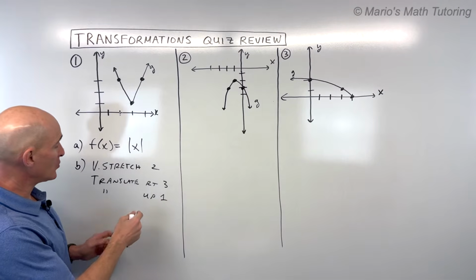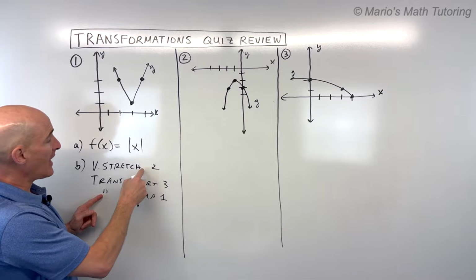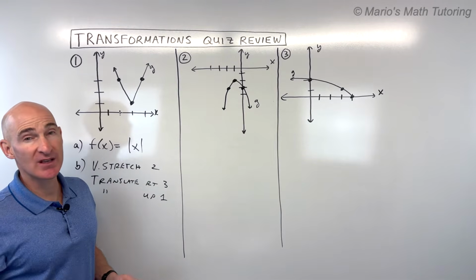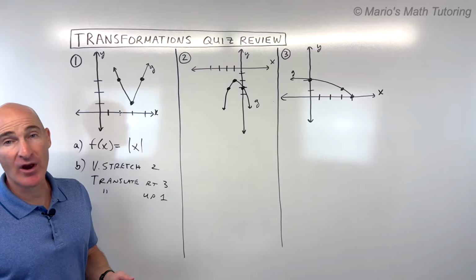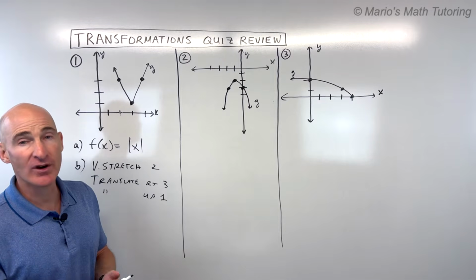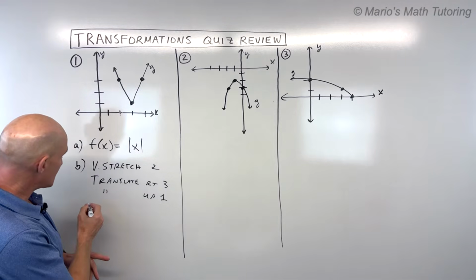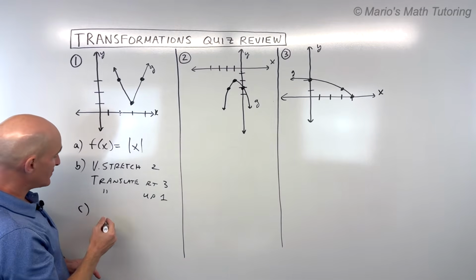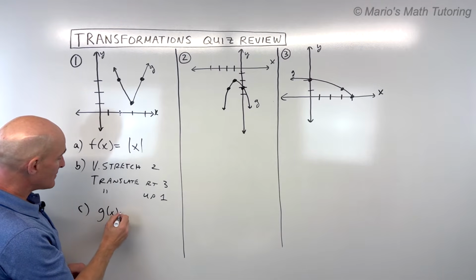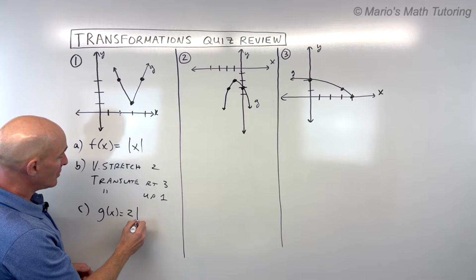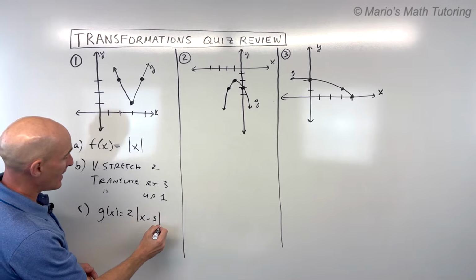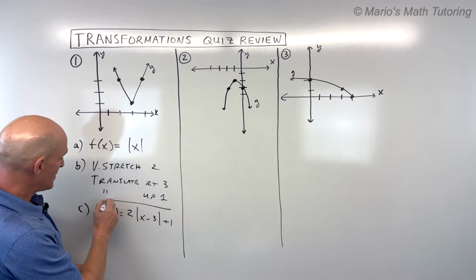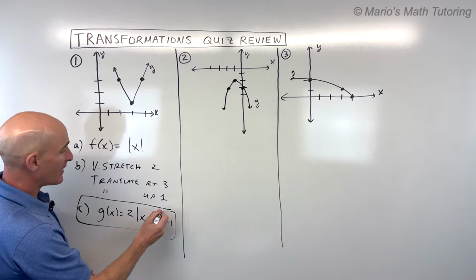What you wouldn't want to do is say translate up 1 and then do a vertical stretch by 2, because it wouldn't yield the same graph. And you can see that by following that order of transformations. Now for the last step, part C, how do we write an equation of this graph? Well, g of x is going to equal 2 absolute value of x minus 3 plus 1. So that's our final equation for this one.